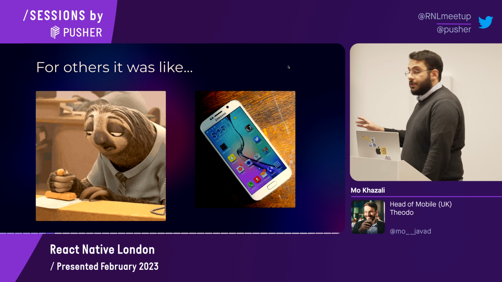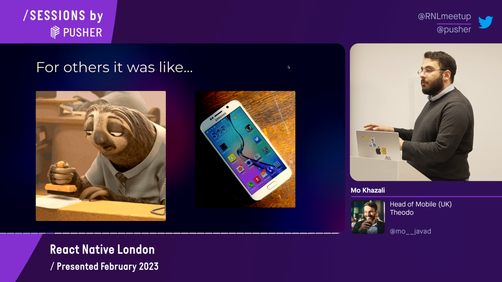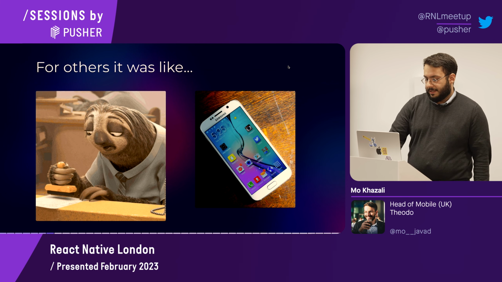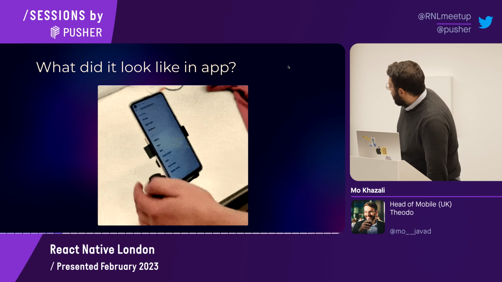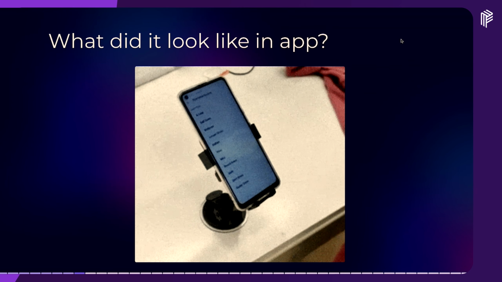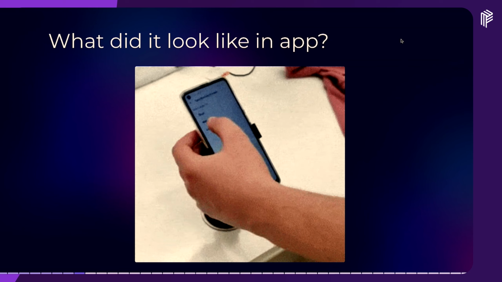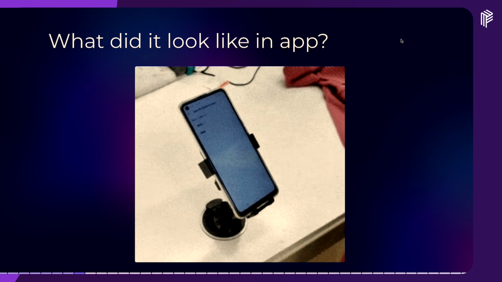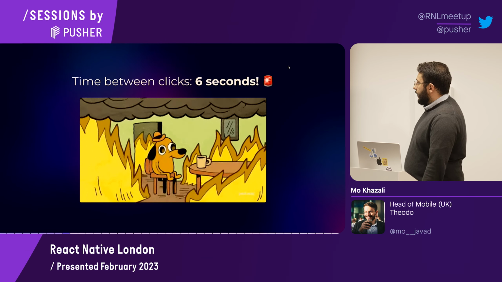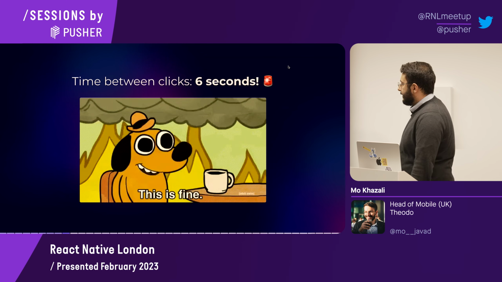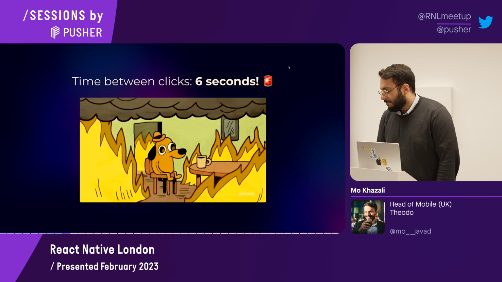And to prove to you how bad it was, I've got a GIF that someone sent me from a video recording of this app. So you're going to enjoy this one. If you pay attention there, they click. It's great, isn't it? So not looking too good. And we calculated the average time between clicks, and it was 6 seconds. This is fine. Everything's good.